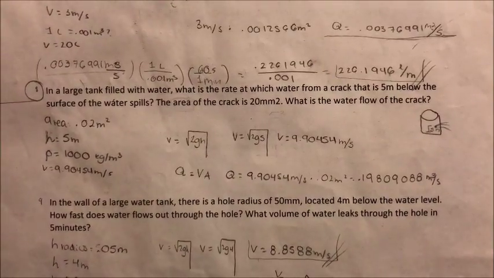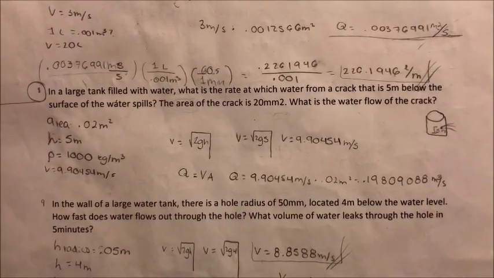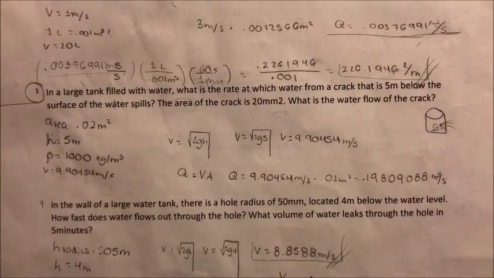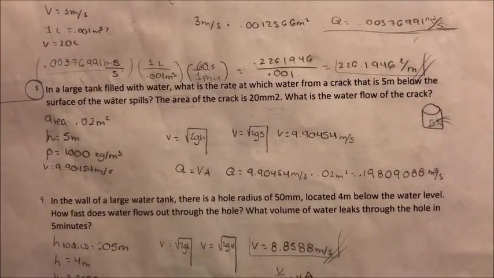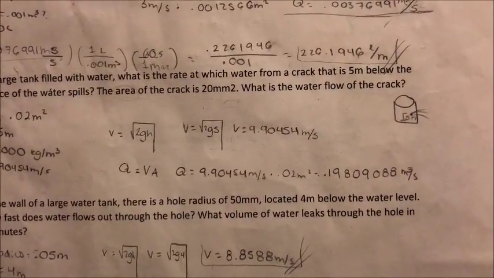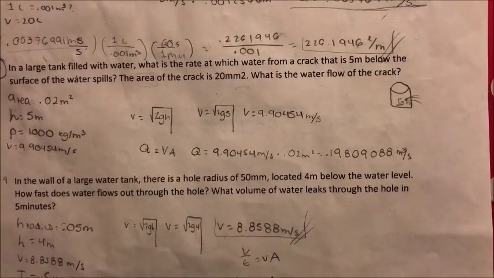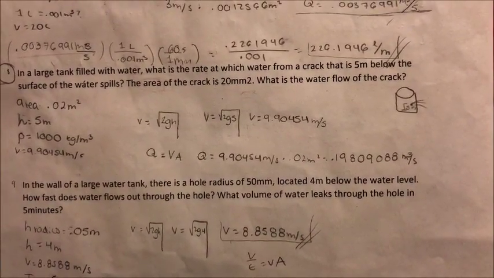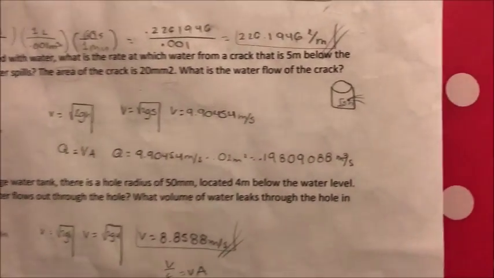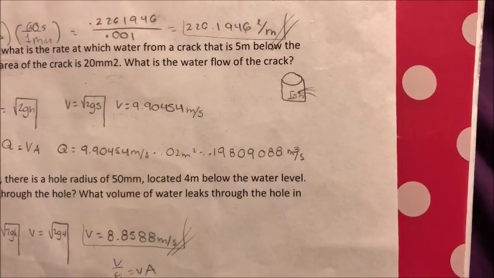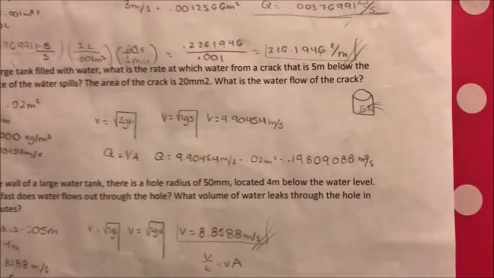We use the formula velocity equals to square root of 2 times gravity times height. We have the gravity, that it's 9.81. We have the height, that is 5 meters. We multiply it by 2 and we get the square root of that. It gives us a velocity of 9.90454 meters squared. Now we can get the flow rate with the formula flow rate equals to velocity times area. We use the velocity times the area, that it's 0.02 meters squared, and that gives us 0.198,01088 meter cubic per second.